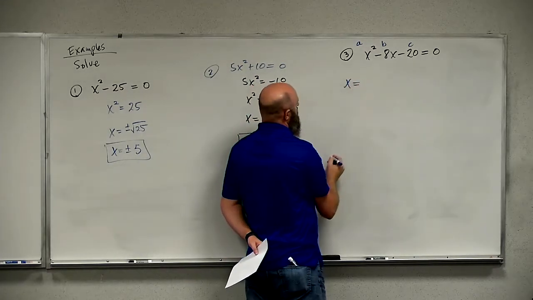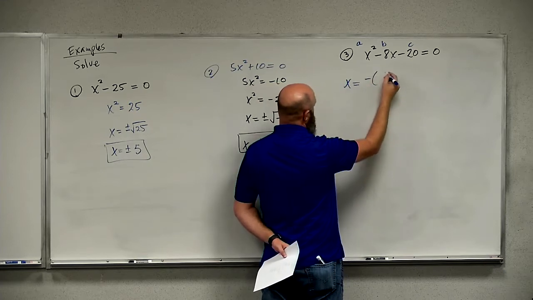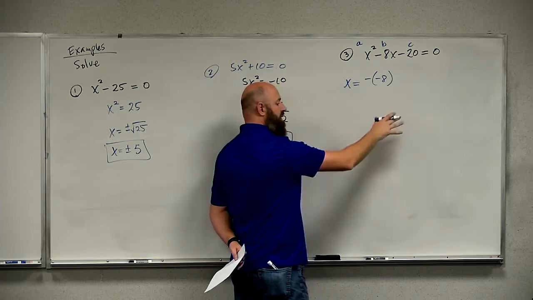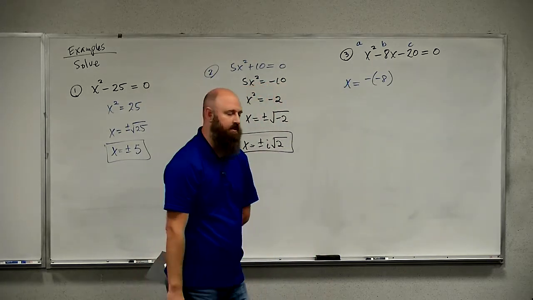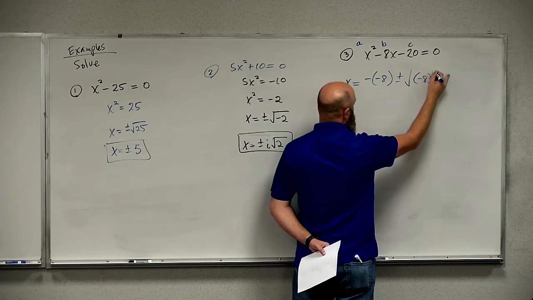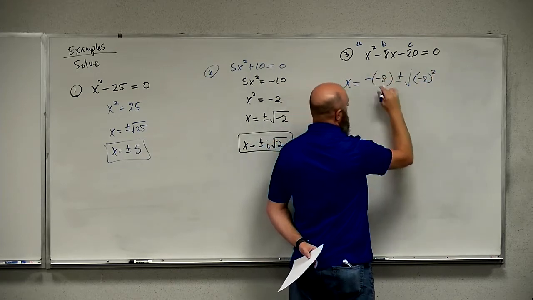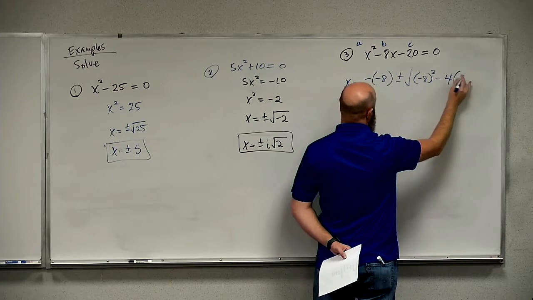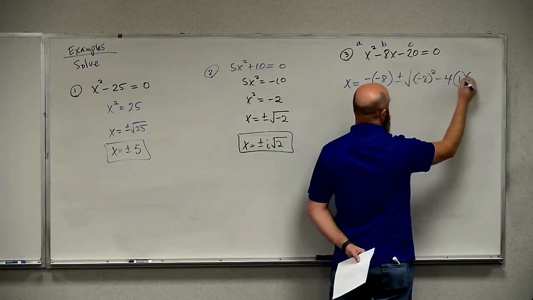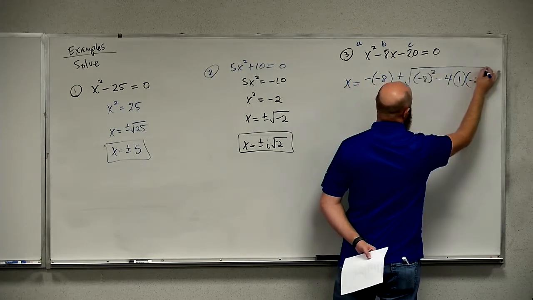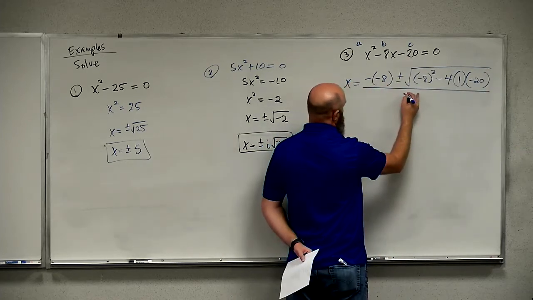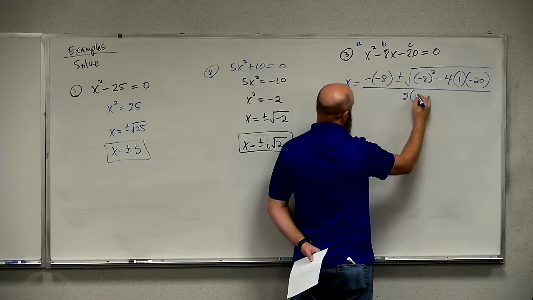All right, so x equals negative b. B is a negative 8. So notice I put that in parentheses. Anything that I plug in, I'm going to put in parentheses, as I've always done. Plus or minus the square root of b squared. Again, b was negative 8. Minus 4 times a. There's not a number there. That's a 1 times c. That's negative 20. And then we draw our division bar all the way across. And we divide that by 2 times a, which is 1.